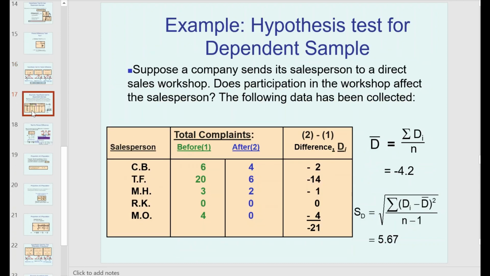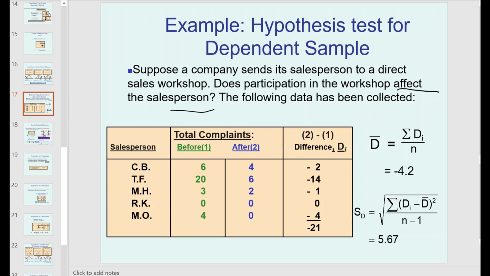Okay, we move to the example involving this. We look at this example, a hypothesis test for a dependent sample. Suppose a company sends salespeople to a direct sales workshop. Does participation in the workshop affect the salesperson? The following data has been collected. We have 5 salespeople here, with the total complaints for each person before the course and after the course. So we see the difference.